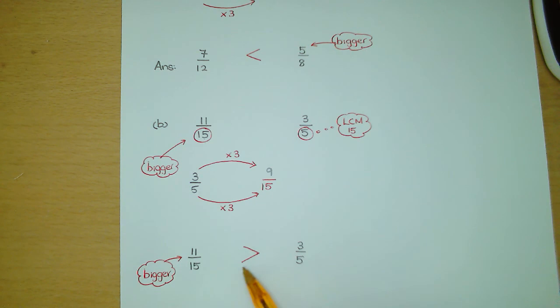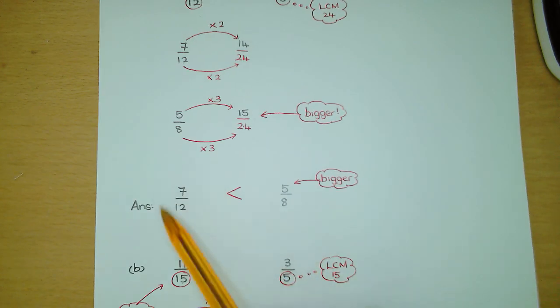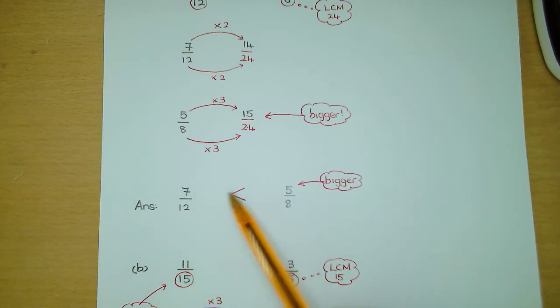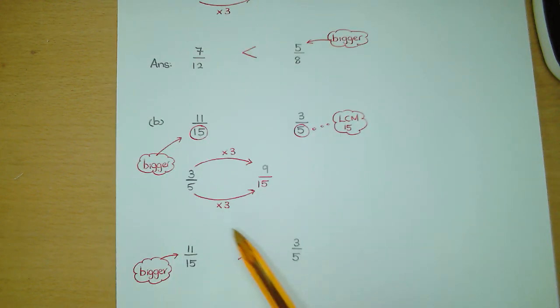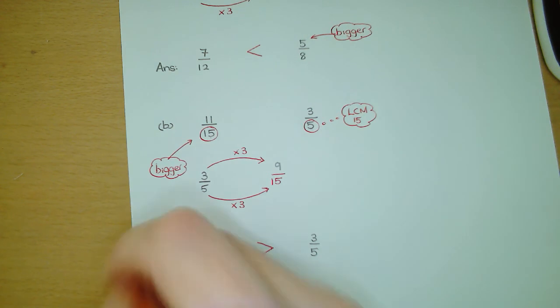The sign or the arrow always points at the smaller one. So this was the smaller fraction in part B, and this was the smaller fraction in part A. So the arrow or the sign is always pointing at the smaller fraction. And that's our final answer.